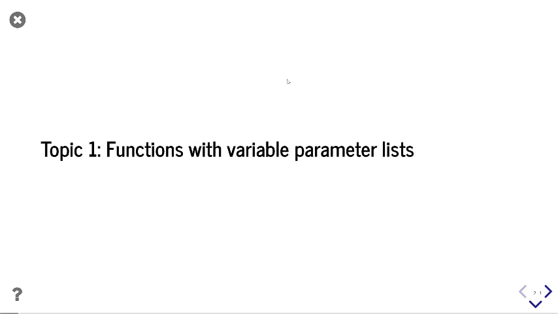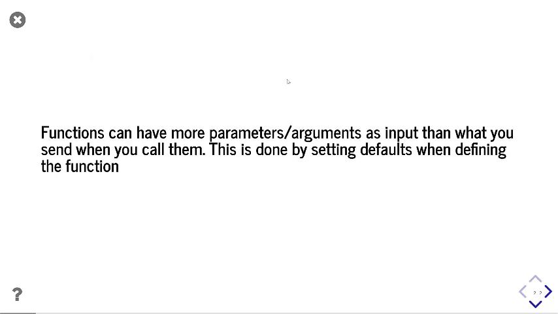So in topic 1, we're going to have a look at functions with variable parameter lists. Up until this point, we've defined functions, and we say this function takes parameter A and parameter B. And anytime you want to send anything to that function, you have to send it with exactly that many parameters for it to work. Well, we can do a little bit better than that by allowing us to vary the number of parameters we send. So as I've already said, functions can have more parameters and arguments as input than what you send when you call them. This is done by setting defaults.